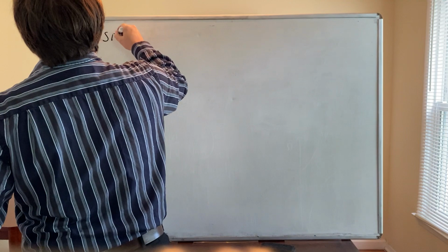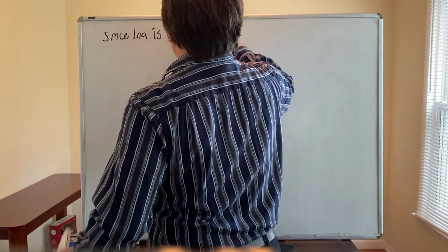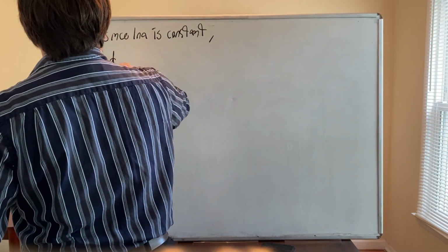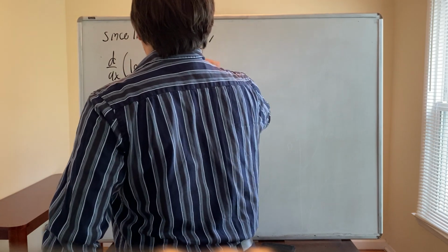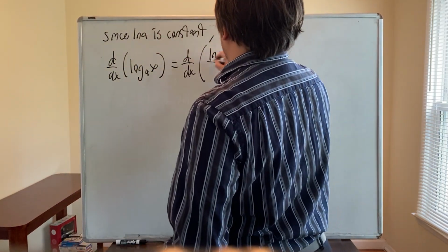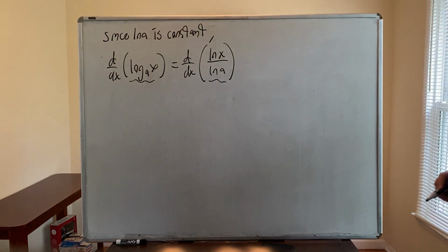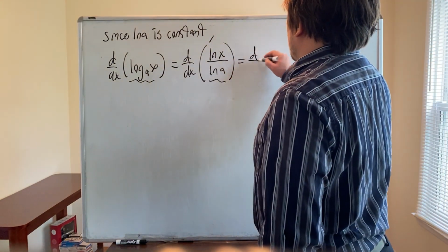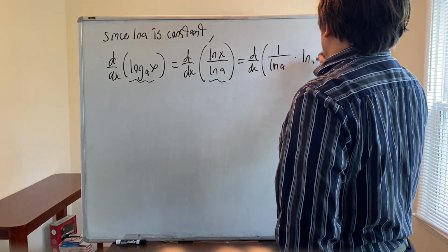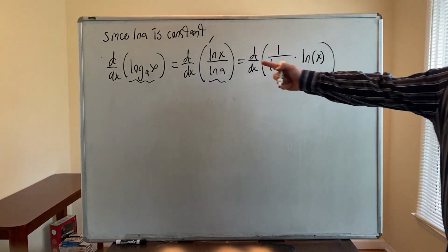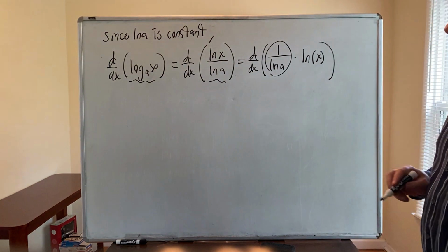Okay, so since ln of a is constant, d/dx of log base a of x is equal, by the change of base formula, to d/dx of ln x over ln a, because by the change of base formula, that's equal to that fraction. Well, that's the derivative d/dx of 1 over ln of a times ln of x, right? ln of a is constant. That means that this is also constant, 1 over ln a.